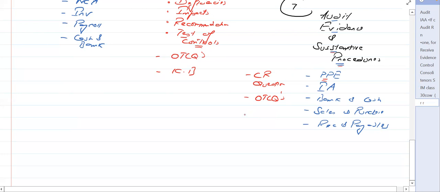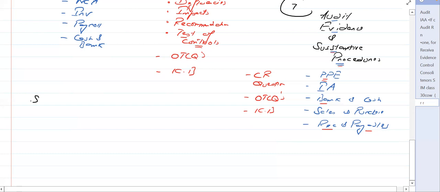And the knowledge-based element here is, the examiner may ask you, for example, to write the procedures of bank and cash, or write the procedures of receivables and payables. So the knowledge-based element means the straightforward procedures, which will be within an exam question.